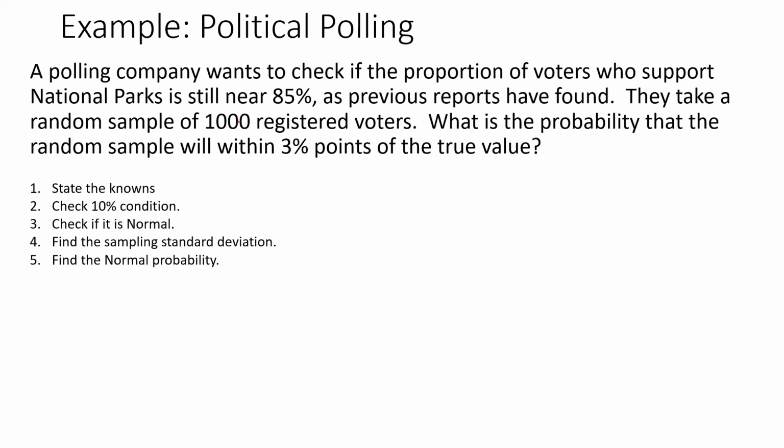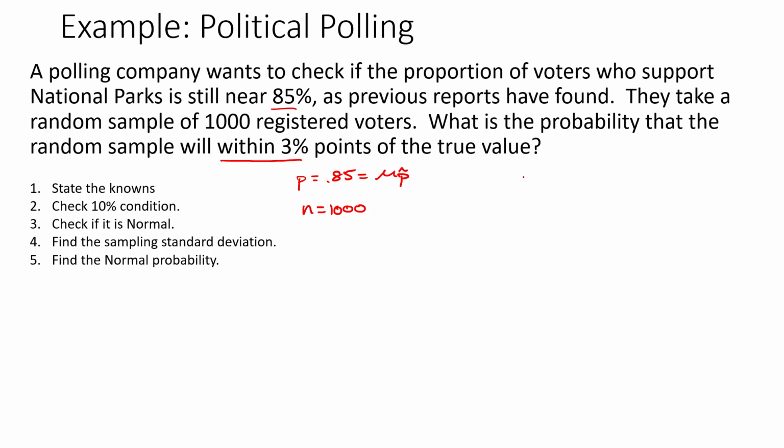All right, let's try one more here. A polling company wants to check if the proportion of voters who support national parks is near 85%, as previous reports have found. So that's a p right there. p is 0.85, which would be the mean for our sampling distribution of p-hats as well, we think. They take a random sample of 1,000 registered voters. What is the probability that the random sample will be, this time, within 3?